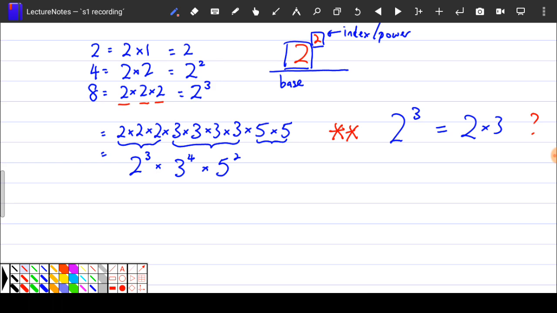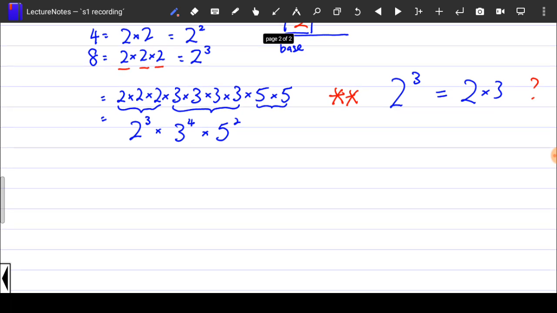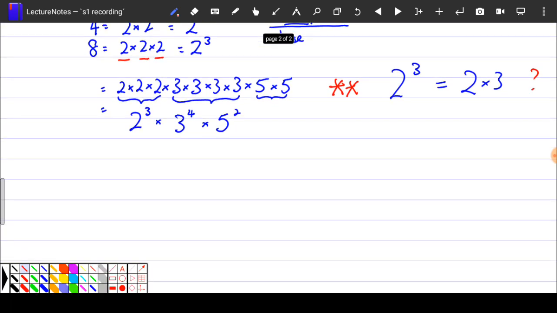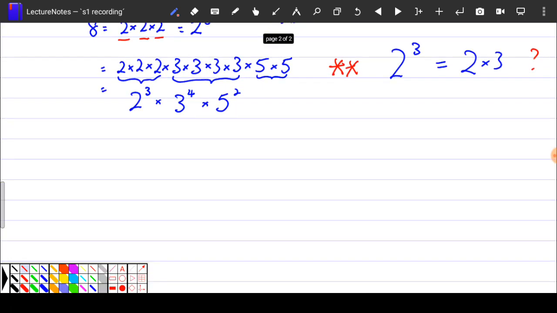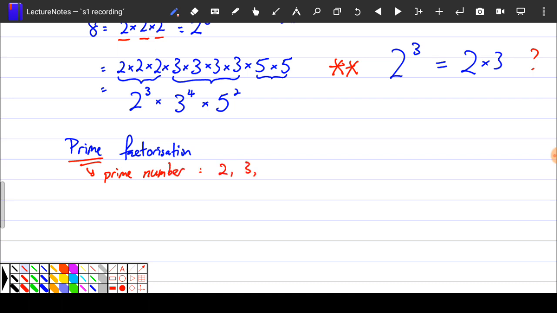Okay, now let's do the next part, which is prime factorisation. Okay, so let's take a look at prime factorisation. Now the idea of prime means it must be prime number. So when we list out a quick list of prime number, we know that the first number starts with 2, 3, 5, 7, 11, and so on, right?